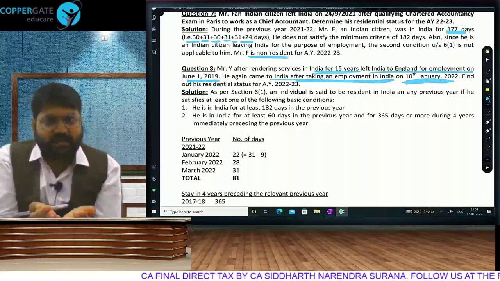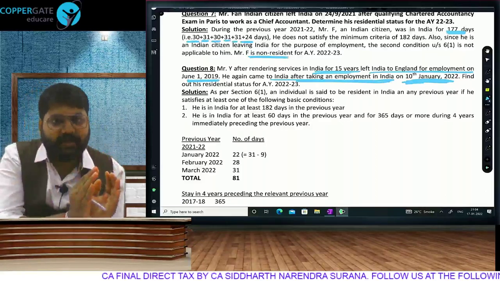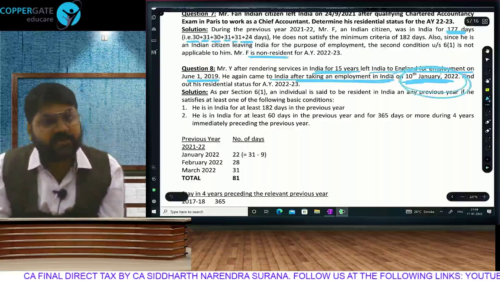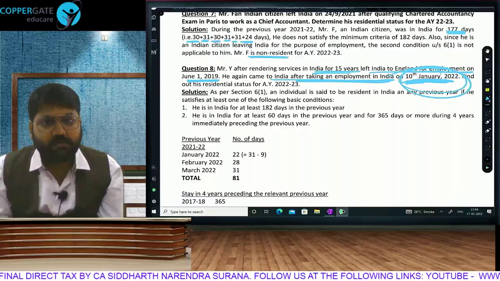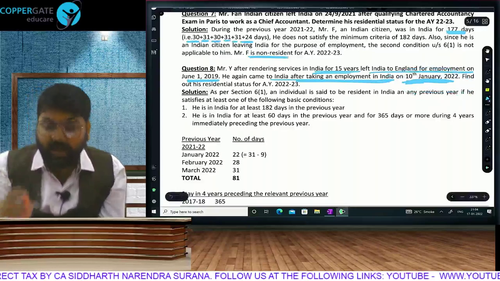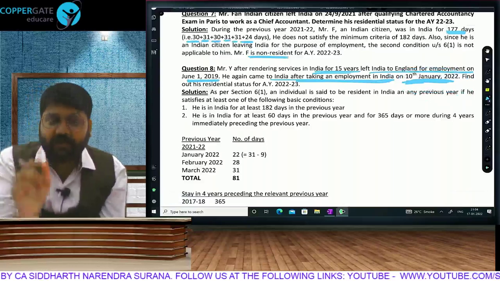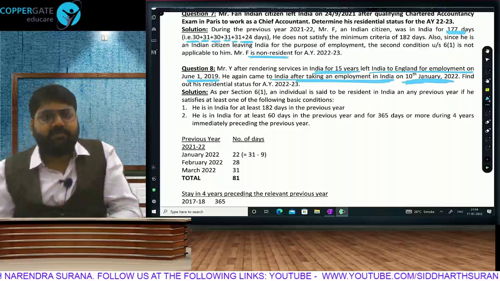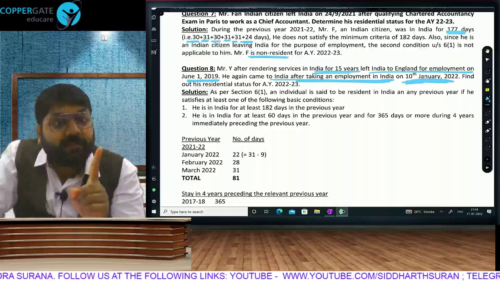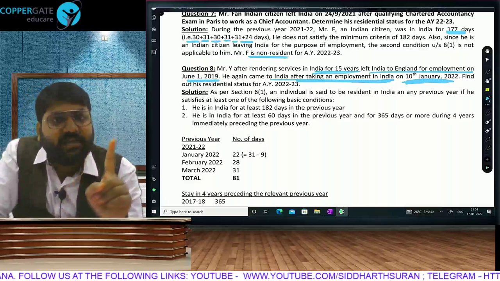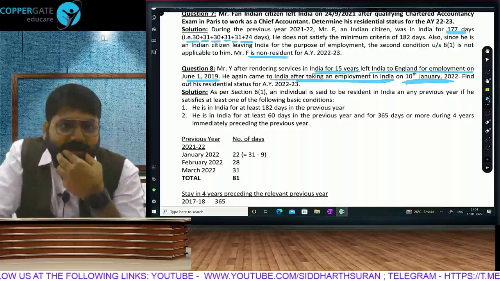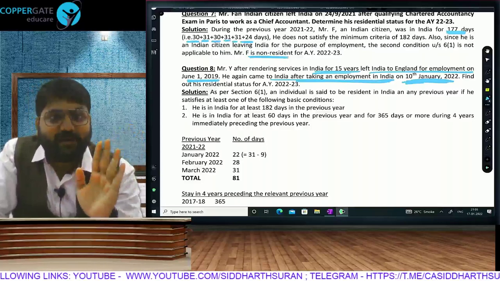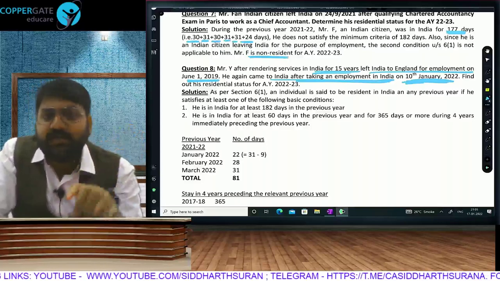Means the story goes like this. In 2019, he got a job in England. He left India for employment. In 21-22, on 10th January, in our exam year, he came back to India. Now answer this question: in 21-22, is he an outgoing person or incoming person? He is an incoming person. So the first exception, person leaving for employment, is not applicable. That was applicable in 1920 when he left India. Now that is not applicable because he is not an outgoing person. He is an incoming person.